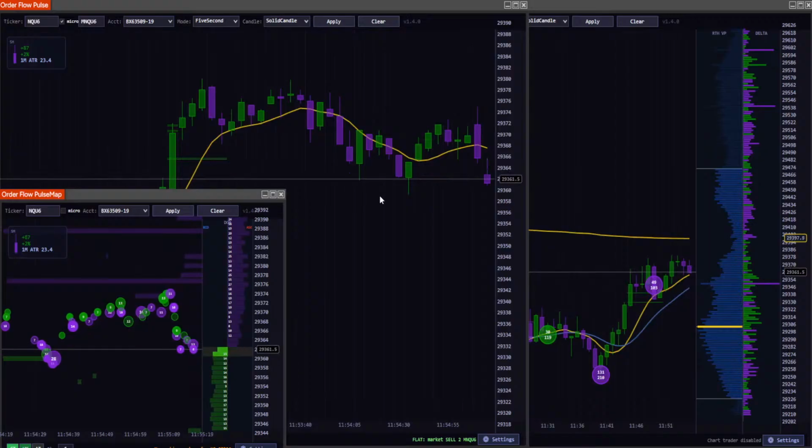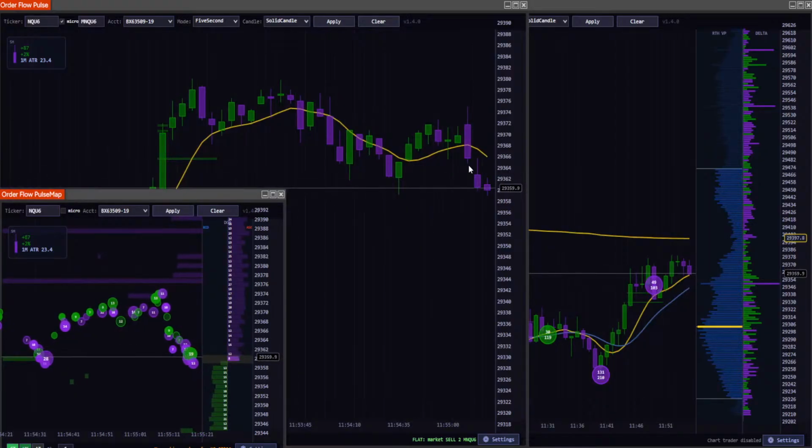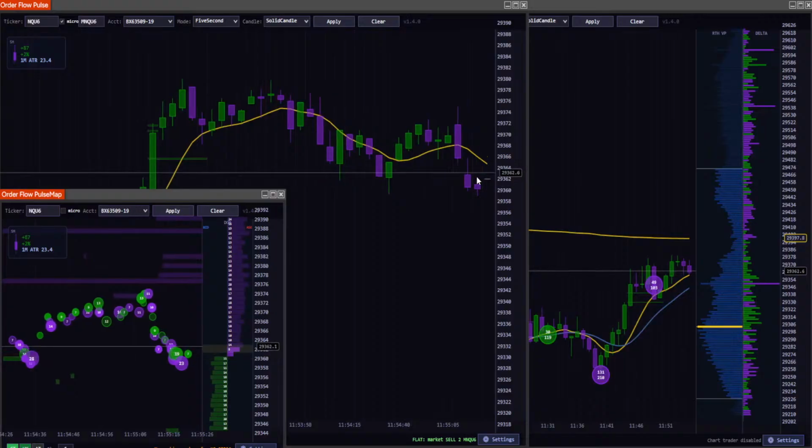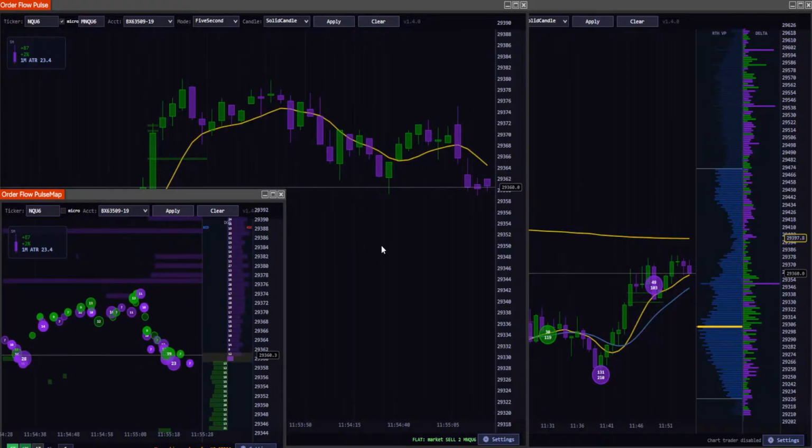Boy, that was a little gap down, wasn't it? On that 5 second, it just kind of gapped right there. You see how it closed right here, but it just gapped about a couple points. Yeah, that kind of sucks.